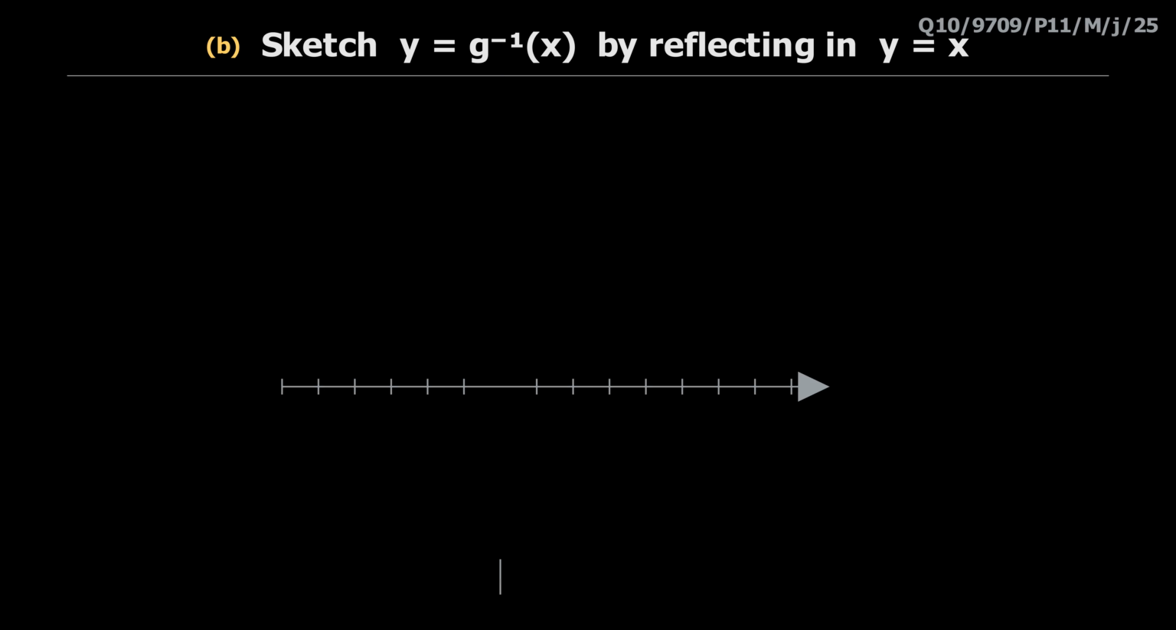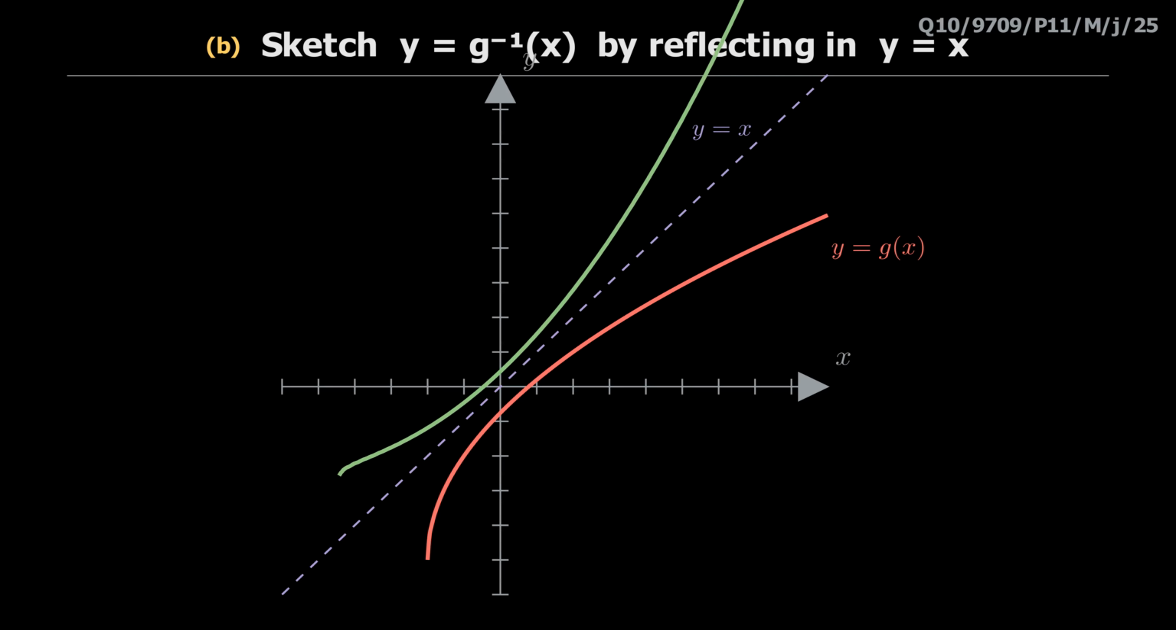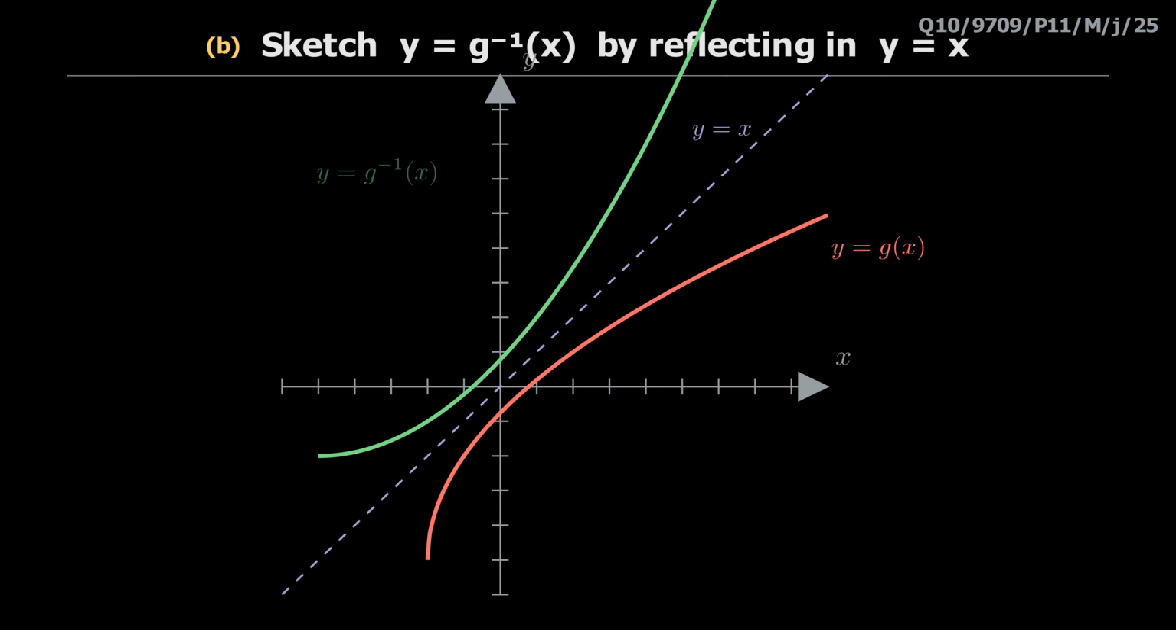Part B. Sketch the graph of g inverse together with the mirror line. Draw g of x. The mirror line is y equals x. Reflect g in y equals x to obtain g inverse. The endpoints swap coordinates. (-2, -5) maps to (-5, -2). G inverse is the mirror image of g in the line y equals x.